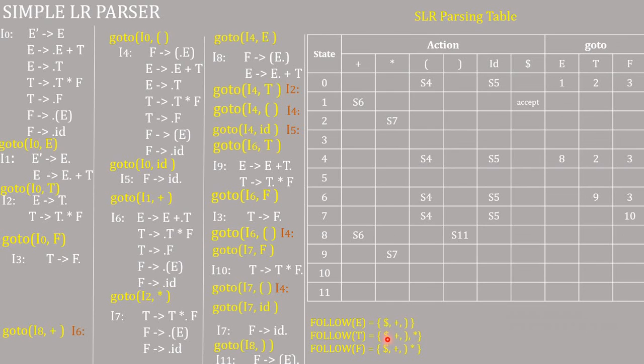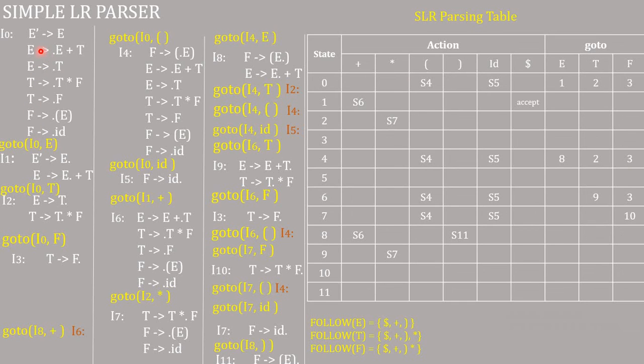So follow of E is nothing but dollar, plus, and open bracket. So in state 2, for dollar, for plus, and for open bracket, we have to apply the reduce operation. When we say reduce operation, we also have to tell by using which production we are going to apply it. By applying this production only, E tends to T, we are going to apply the reduce operation. So we can just give some numbering for the productions.